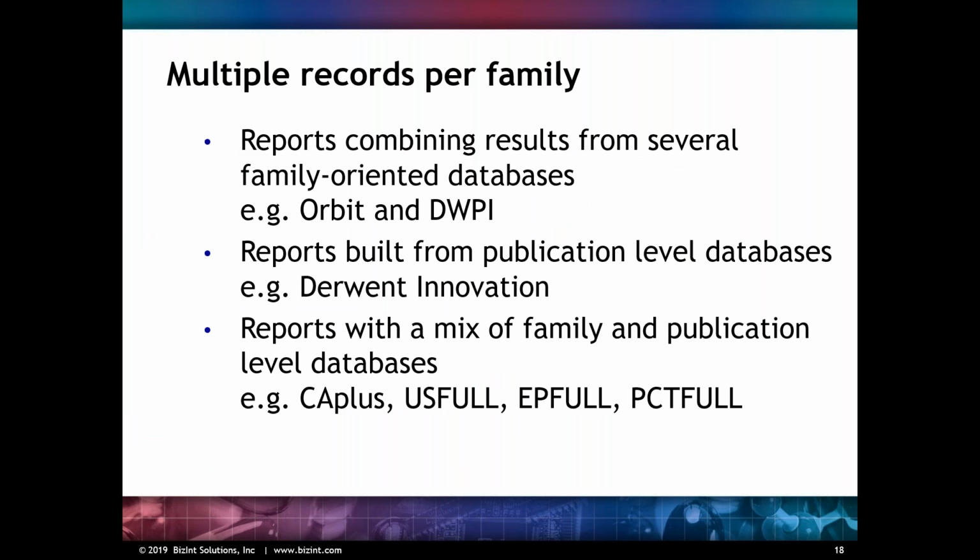So that's all well and good if you have one record per family. But if you have multiple records per family, whether it's because you're looking at multiple platforms, you're searching Orbit and you're searching the Derwent World Patents Index, or if you're in a database that is organized at the publication level like Derwent Innovation, or if you're doing a search on a platform mixing family and publication level data. So you do a search with CA Plus and you also are pulling in data from the US full, AP full, PCT full, and so forth. You need to be able to report both row status and new publications at a meaningful level.